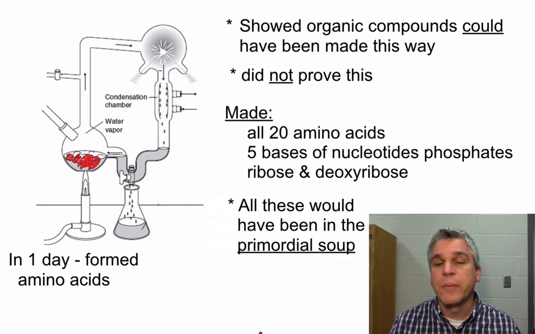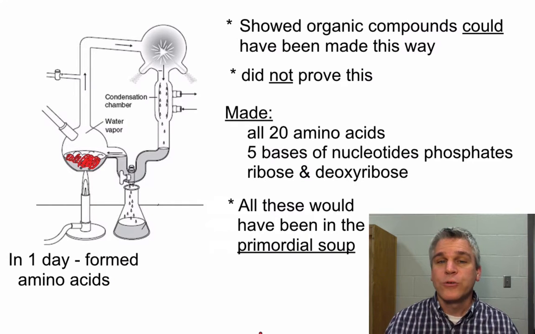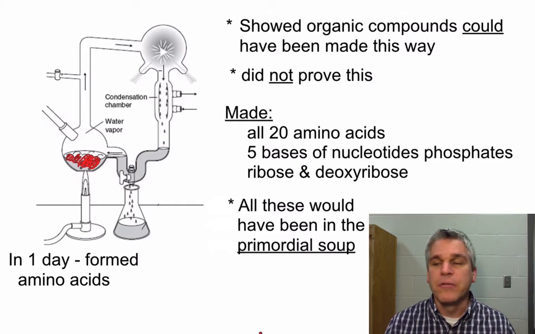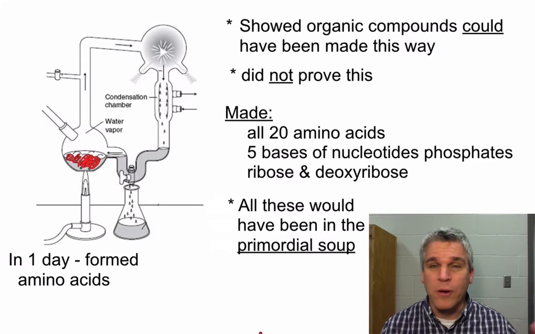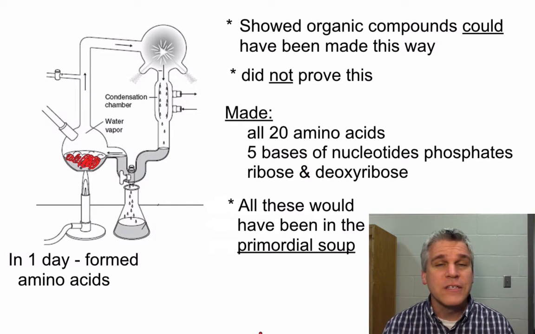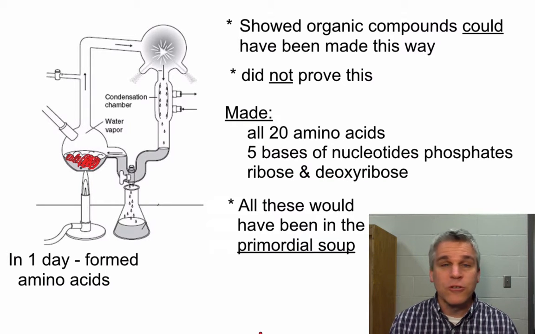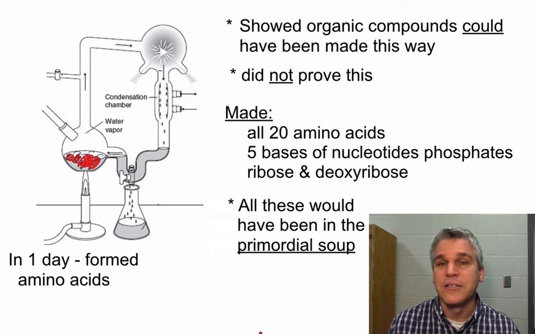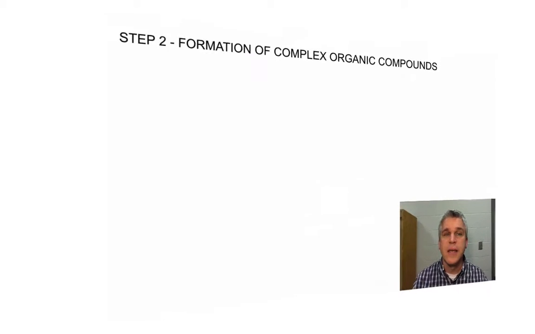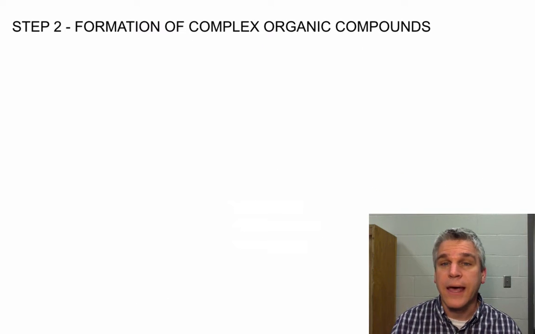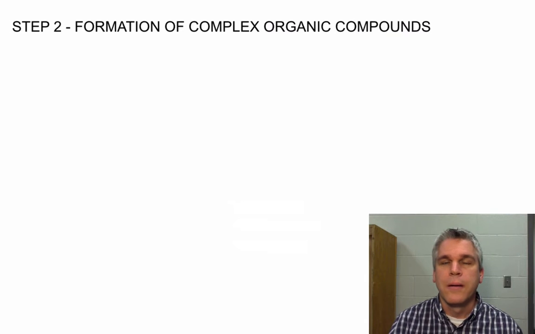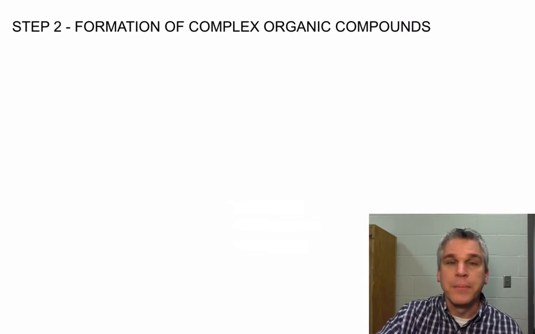Now all of these things would have been present in the primordial soup. So now if the basic building blocks, all these monomers that we talked about way back at the beginning of the year, were present in those early oceans, maybe then they can start to form larger organic compounds. Certainly we're not anywhere near something being considered alive at this point. The second step is the formation of complex organic compounds. So all we have are these simple building blocks. They need to now form into things like proteins, polysaccharides, lipids, and so on.